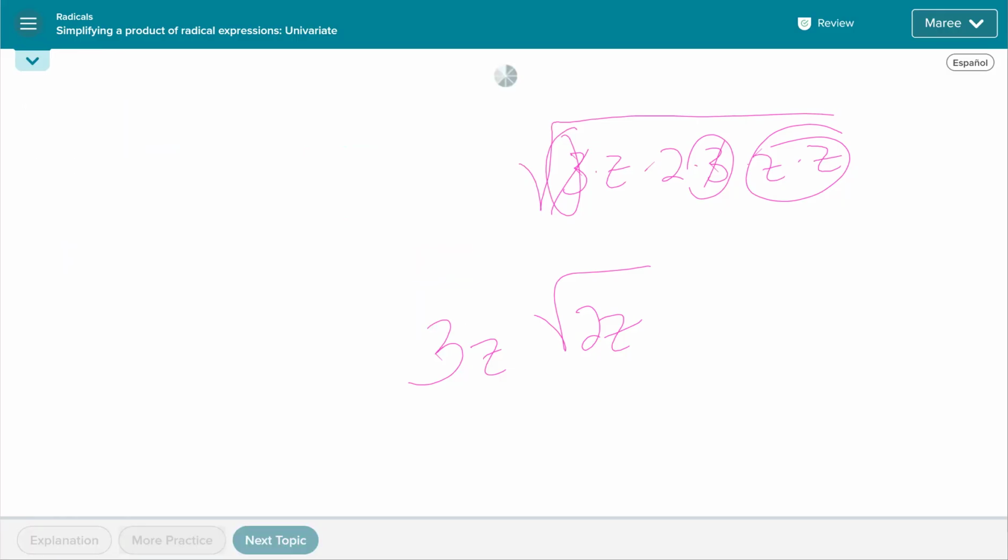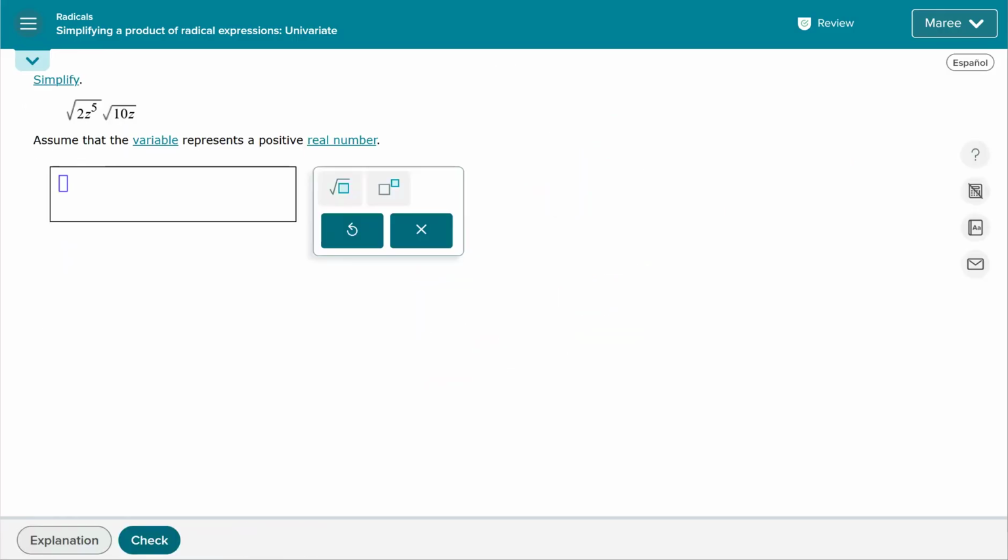Okay, let's do one more. I always like to do 3. It just makes sense to me. Okay, we have Z to the 5th. I'm going to group them up in 2. So Z squared times Z squared times Z. 10 is 2 times 5. Good, so we can bring a 2 out, and then a Z.